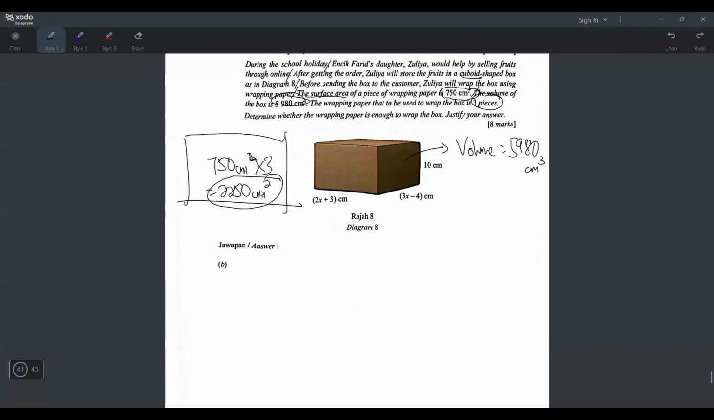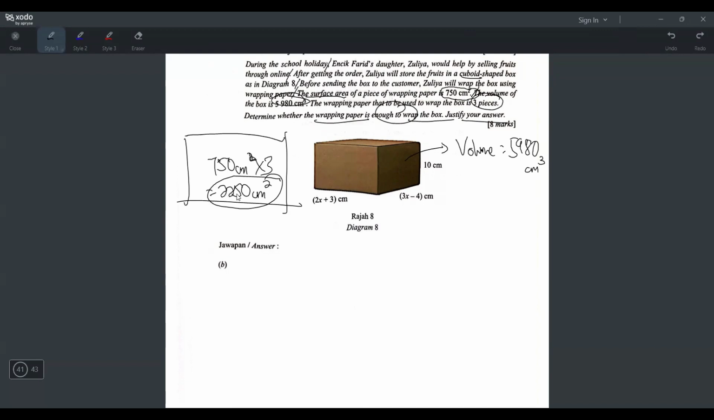And if the total surface area of this cuboid is more than 2250, it means that the 3-piece paper is not enough. Okay, let's see what it says here. Determine whether the wrapping paper is enough to wrap the box. Justify your answer. If I want to know whether this wrapping paper is enough to wrap the box, I need to find the surface area of the box. Do you agree? If the surface area of the box is less than 2250, then it's enough, because you have 3 pieces. But what if the total surface area of the box is more than 2250? Then it's not enough.